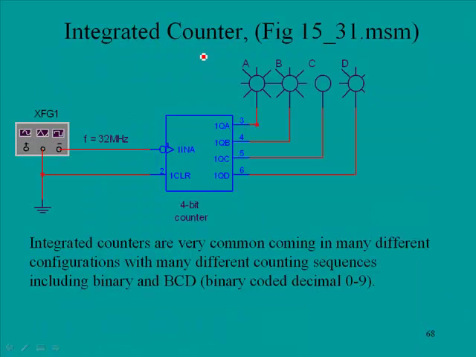Integrated counters are very commonly used, and they come in many different configurations and with many different counting sequences. They will include counting in binary as well as BCD. With a binary counter, the counting sequence would be 0, 0, and then you'd have 1, and then you'd have 2, and this is the way it would display in binary. This is all well and good if you understand binary.